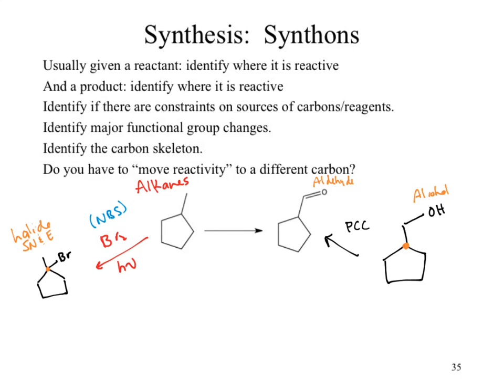Okay. Do we have to move reactivity? Where's the reactivity in my product? It's on the carbon where our alcohol is. We look at our starting material at this point, we've got the reactivity at the wrong spot. Okay, so yes, we have to move reactivity. To move reactivity, we said really the only option we've got is to look at making an alkene. Because alkene functional groups have reactivity at 2 carbons.